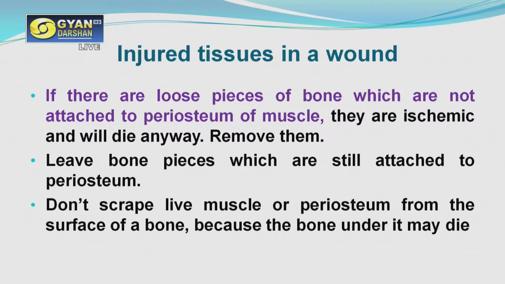In case there are any loose pieces of bone, you have to observe, a patient might come with such kind of injury also. If loose pieces of bone are not attached to the periosteum or the muscles, then they are ischemic and will die anyway, because now the blood supply is cut off to these pieces. So you can remove these broken pieces of bone, and leave the bone pieces which are still attached to the periosteum.